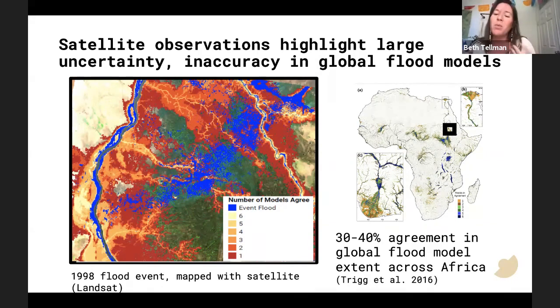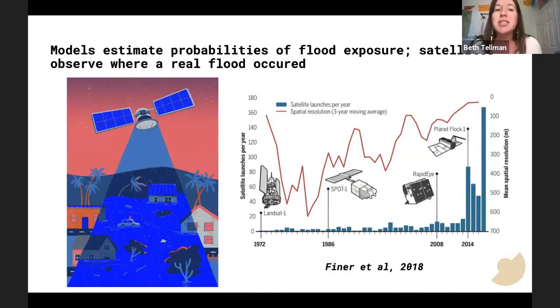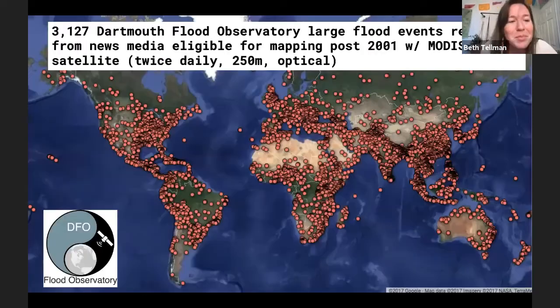And so what satellites really help us do is, instead of just estimating the probability of where a flood could occur, we see where the water happened, where a real flood occurred. And because the satellite record is getting longer and more frequent, and we're increasing our spatial resolution, our ability to do that is getting better and better. And we can leverage that for better exposure estimates and give us some more information about what's going on.